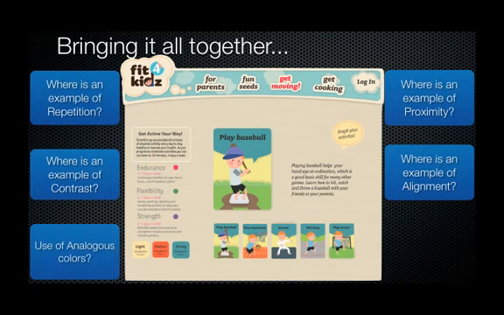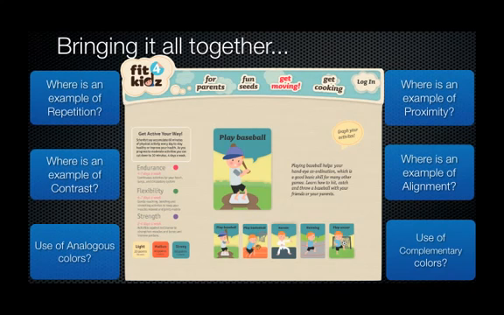Finally, let's take a look at color. Do you see the use of analogous colors, sometimes called harmonious? They're next to each other on the color wheel. How about the use of complementary colors? Remember, complementary colors are on the opposite sides of the color wheel. They create contrast. I definitely see something up in that navigation bar. Blue background, red writing. Definitely complementary.